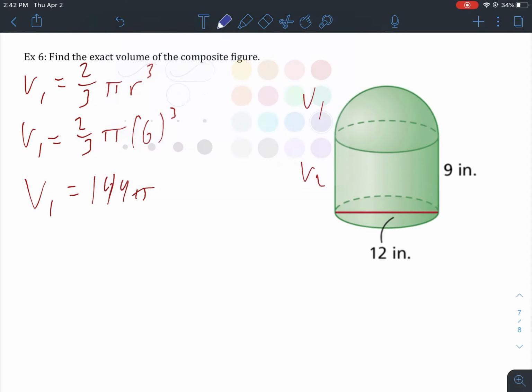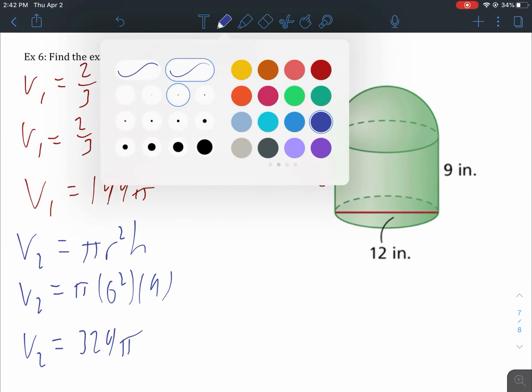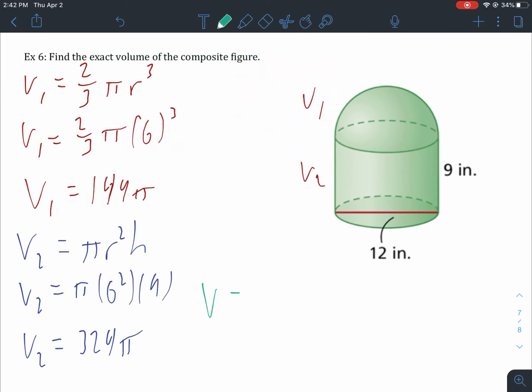All right, now for V2, remember the formula for a cylinder, pi r squared h. So pi times 6 squared times 9. 6 squared times 9 is 324. So then our total volume is V1 plus V2, which is 468 pi.